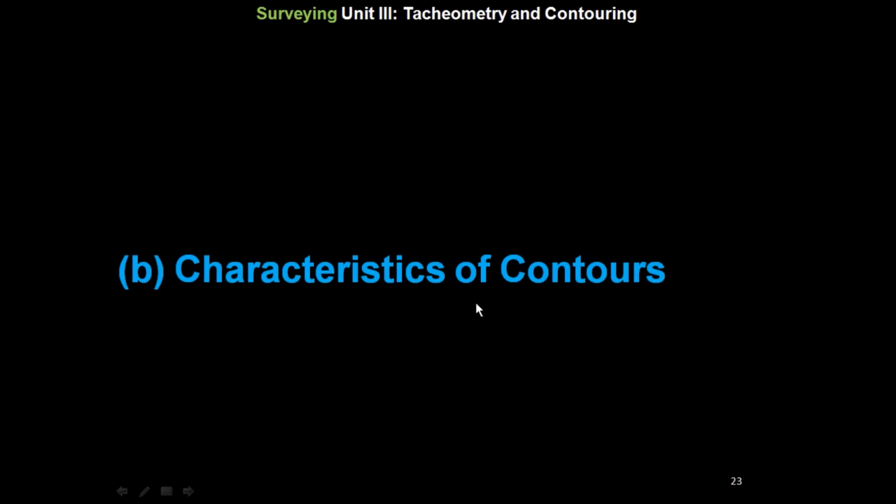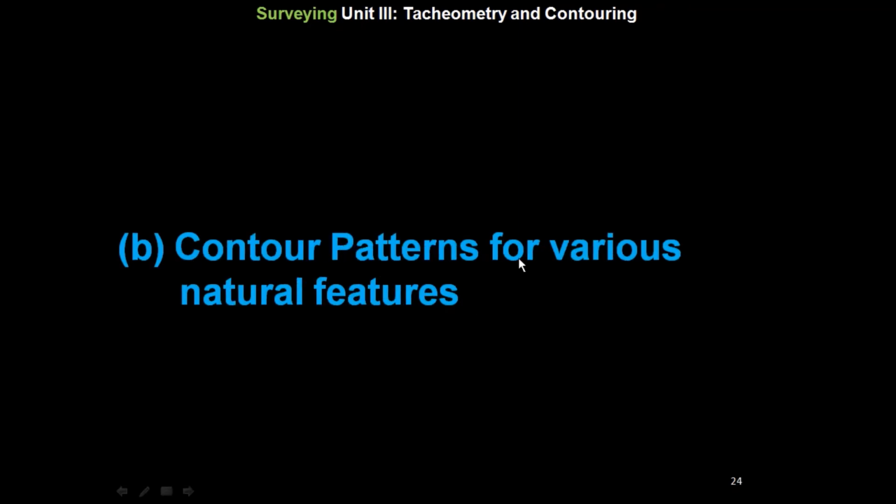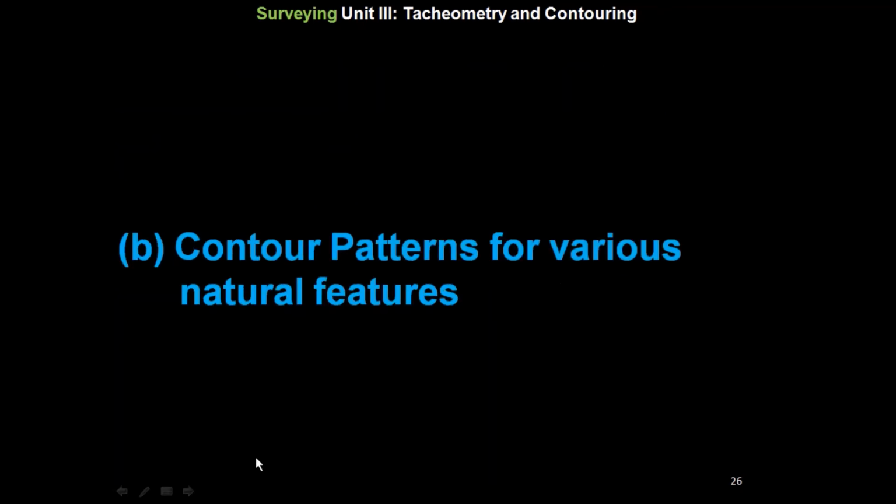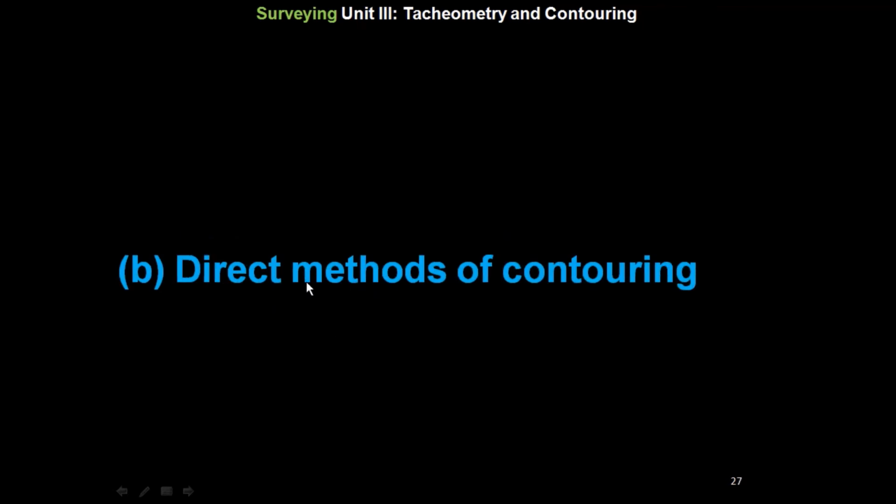Now we will see the contour patterns of various natural features. So various natural features are ponds, hill, saddle, gentle slope, steep slope, cliff, then overhanging cliff, valley line and ridge line. So we have seen the contour patterns for various natural features. Now we will see the direct methods of contouring.